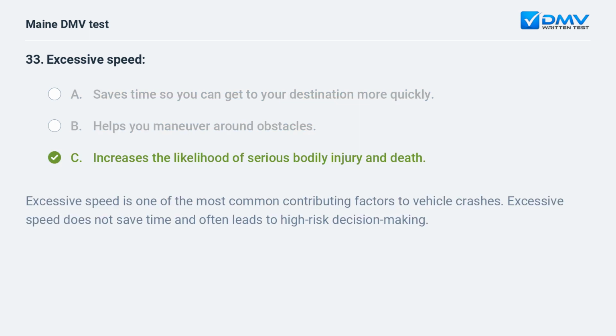C. Increases the likelihood of serious bodily injury and death. Excessive speed is one of the most common contributing factors to vehicle crashes. Excessive speed does not save time and often leads to high-risk decision-making.